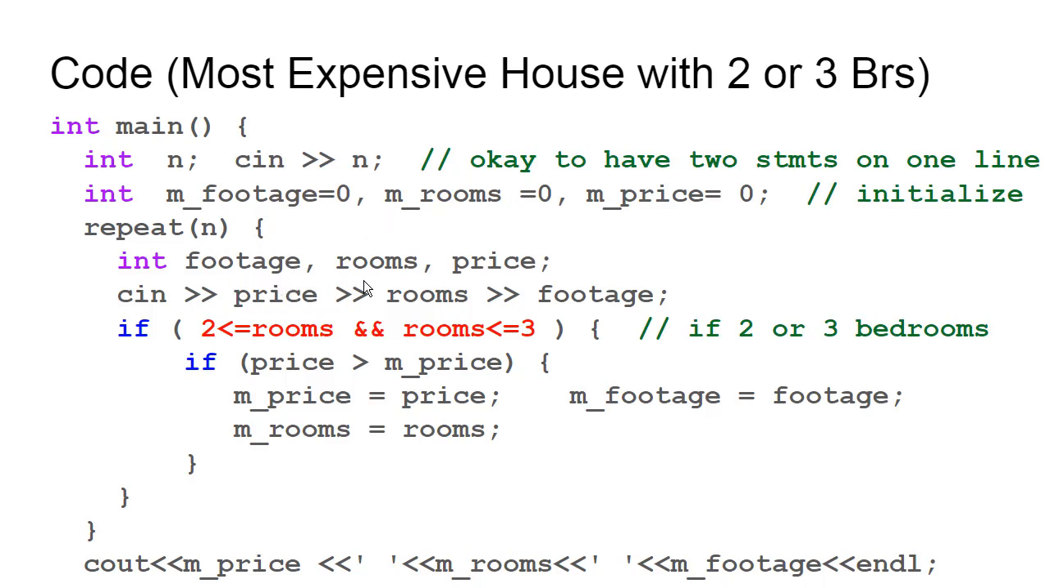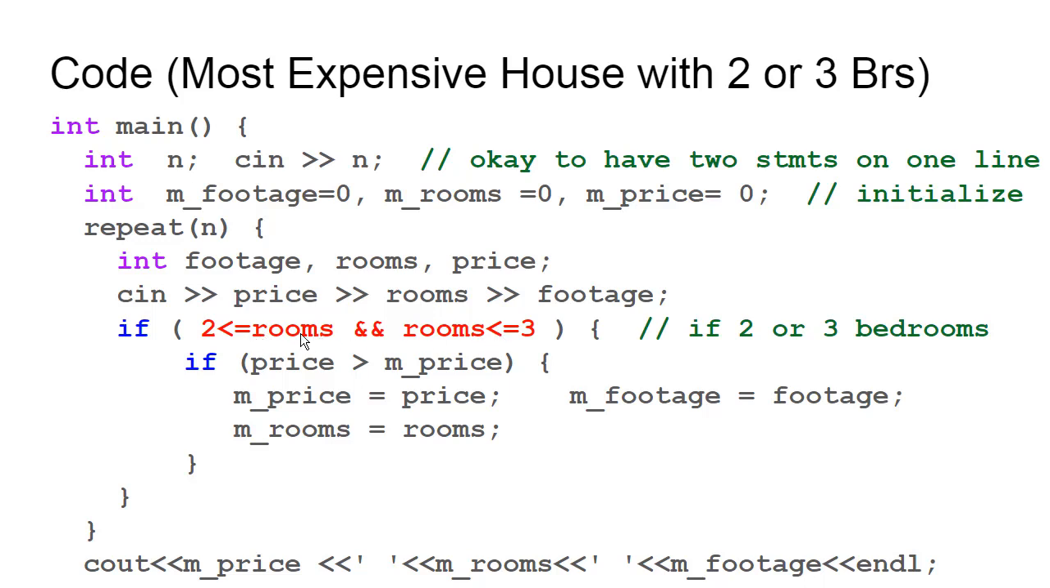So again, we repeat n times. We first read information of one house, and then we check whether this house has either 2 or 3 bedrooms. Here we use what's known as the if statement. This is conditional. This statement means that we will first check whether what's in here is true. If it is true, then we will execute this part. If it's not true, then we will not execute what's known as the body of the if statement. There's also a numerical comparison operator. This one means less than or equal.